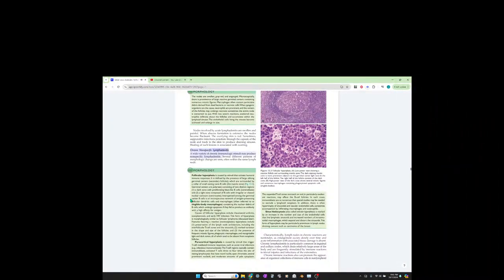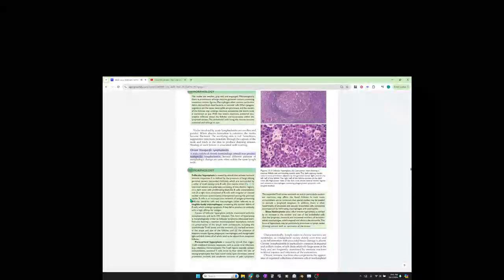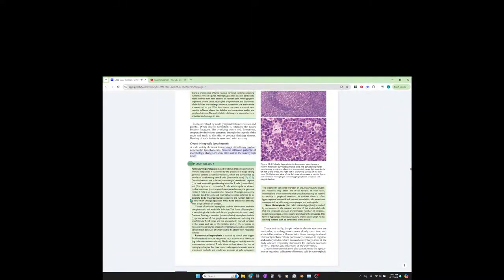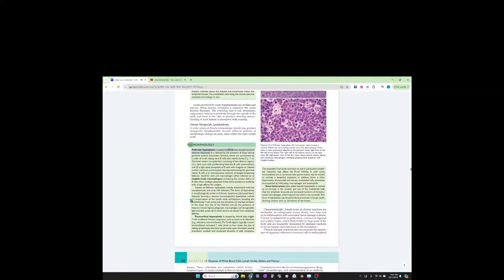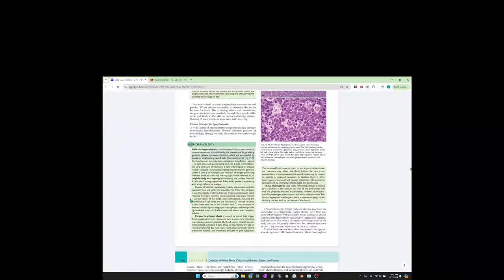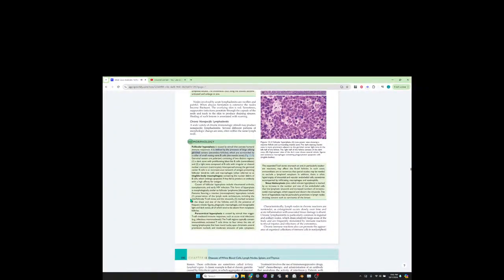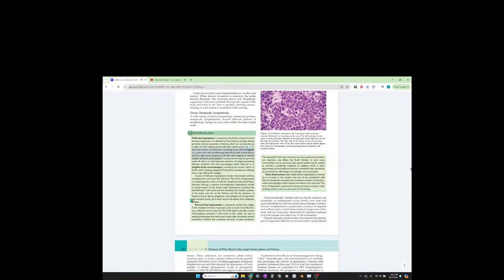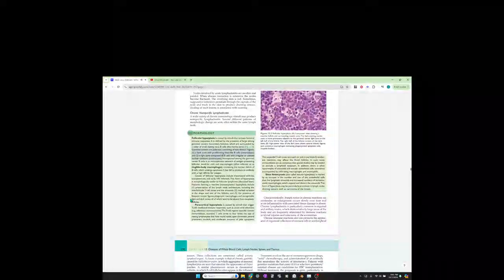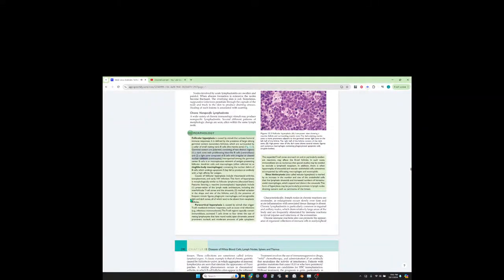Chronic nonspecific lymphadenitis. A wide variety of chronic immunologic stimuli may produce nonspecific lymphadenitis. Several different patterns of morphologic change are seen, often within the same lymph node. Morphology. Follicular hyperplasia is caused by stimuli that activate humoral immune responses. It is defined by the presence of large oblong germinal centers, which are surrounded by a collar of small resting naive B cells. Germinal centers are polarized, consisting of two distinct regions, a dark zone with proliferating blast-like B cells and a light zone composed of B cells with irregular or cleaved nuclear contours.